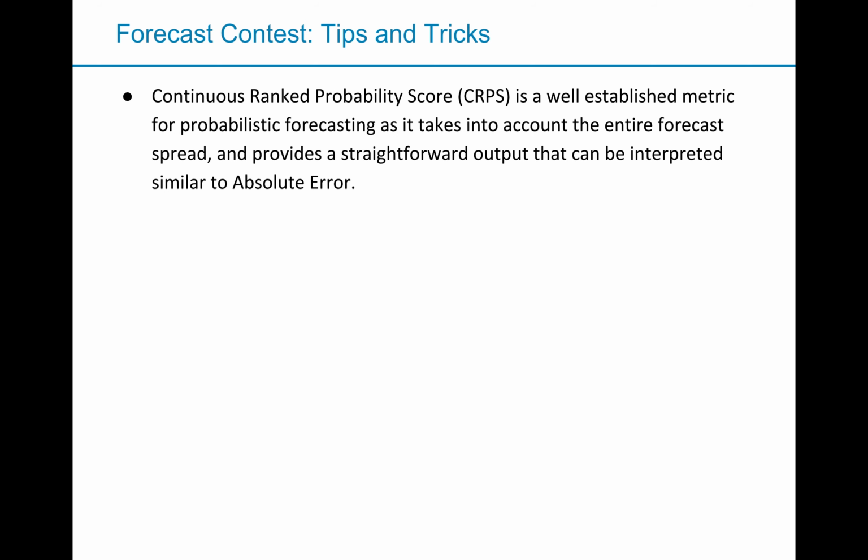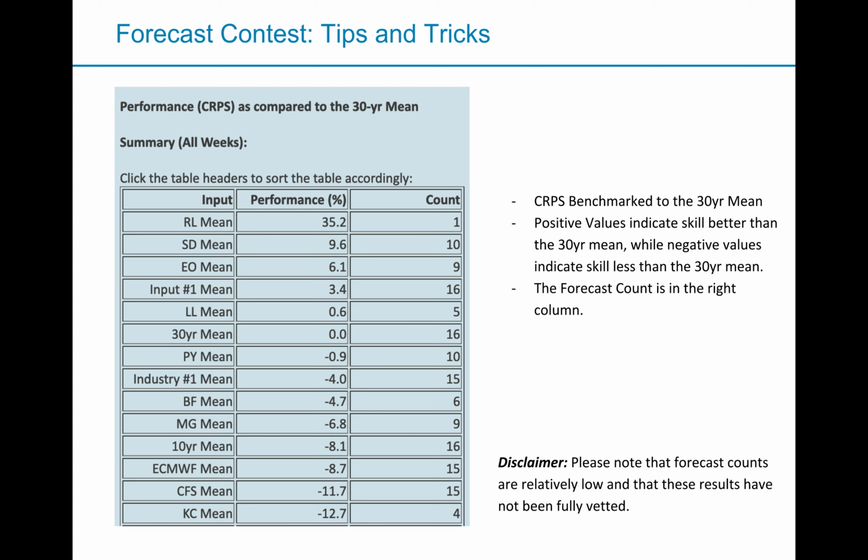Continuous rank probability score is, however, a well-established metric for probabilistic forecasting as it takes into account the entire forecast spread and provides a very straightforward output that can be interpreted similar to absolute error.